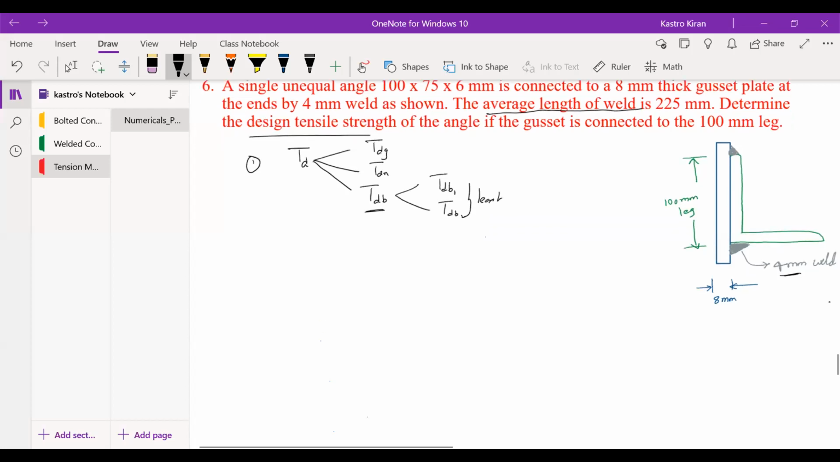And there is also a hidden detail in this question, which they didn't ask you to find, but it is mandatory to find. Since in the question they have given the average length of weld, but they didn't say what is the length of the weld at top and what is the length of the weld at the bottom. So you have to find out L1, which is the length at top, and L2, which is the length at bottom. This is the key summary of solving this problem.